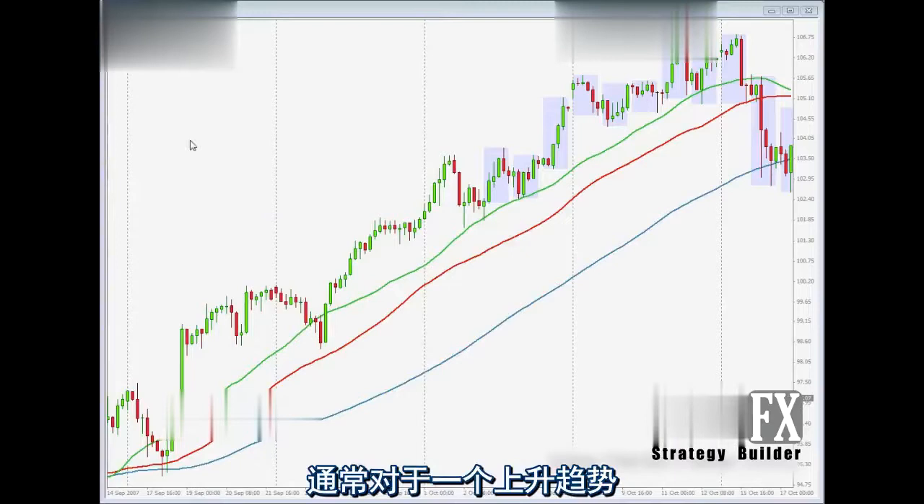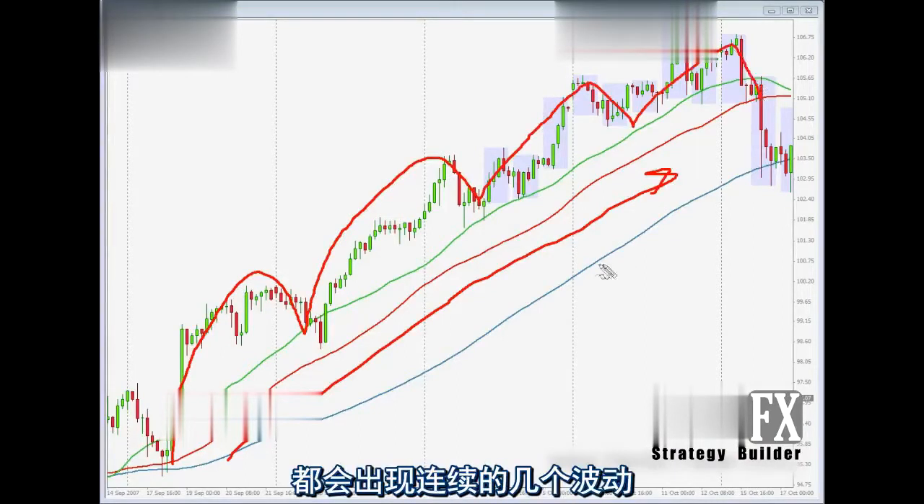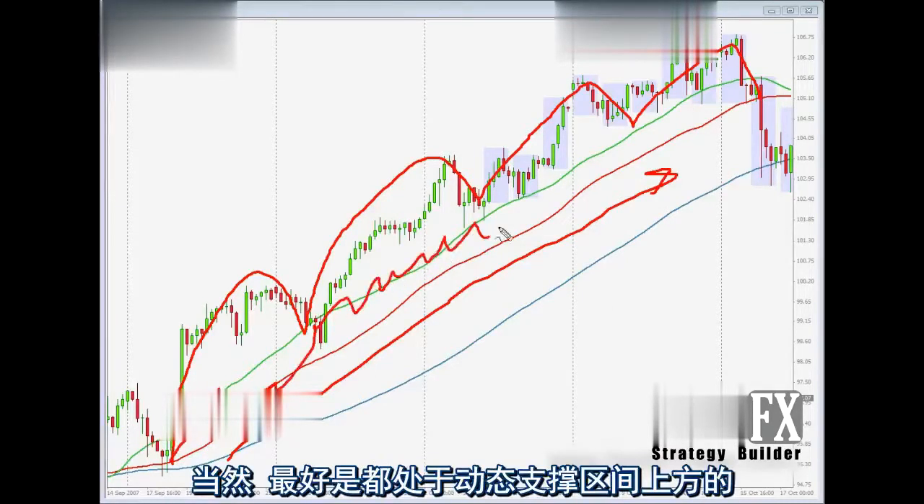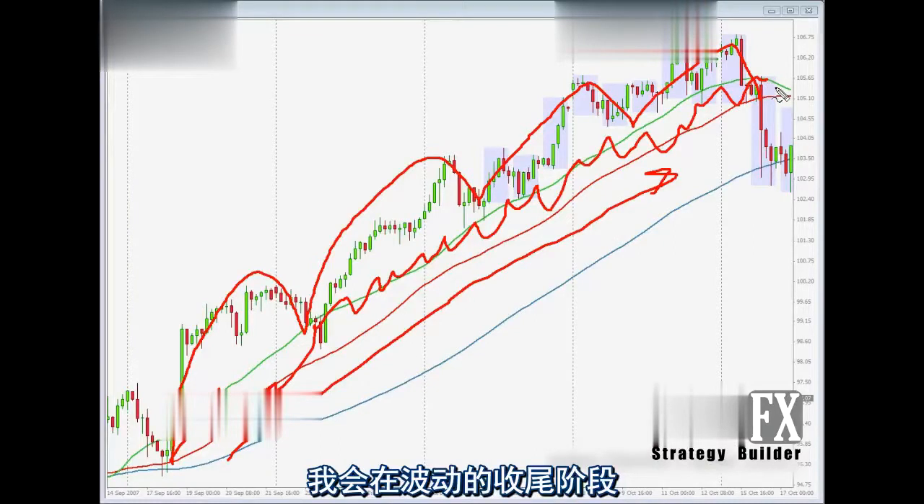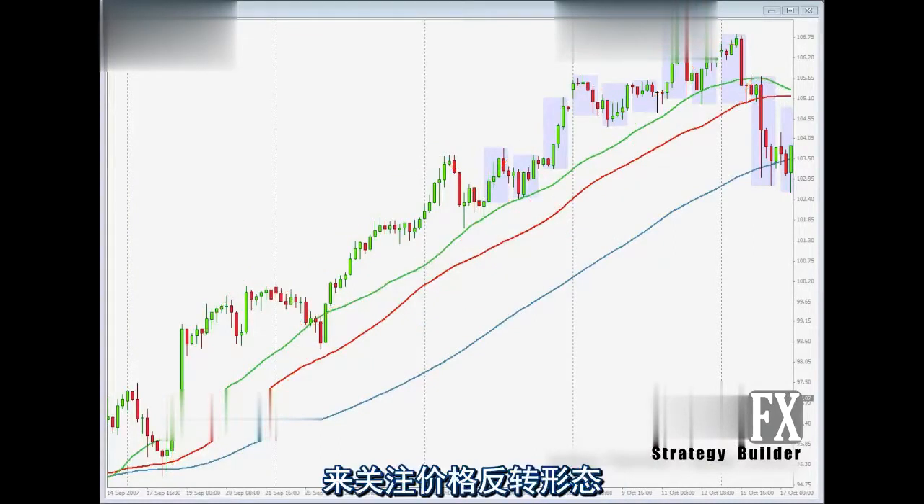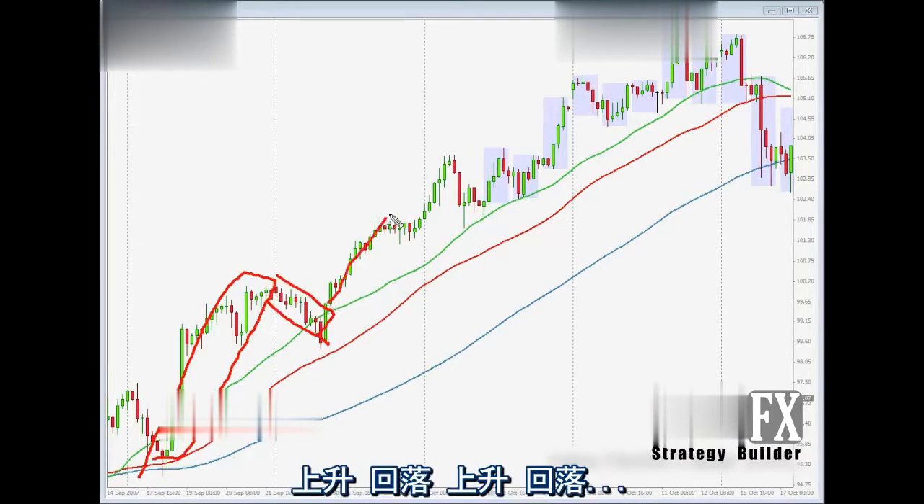Okay, as usual, when you are in an uptrend, you have different consecutive swings in the direction of the main trend, hopefully taking off from the dynamic area of support and resistance, which, as you guys know, is the area I like to base my entries from. So the way I treat reversal formations is, every swing has 2 parts. You have the impulse and then you have the retracement. Impulse, retracement, impulse, retracement, etc., etc.